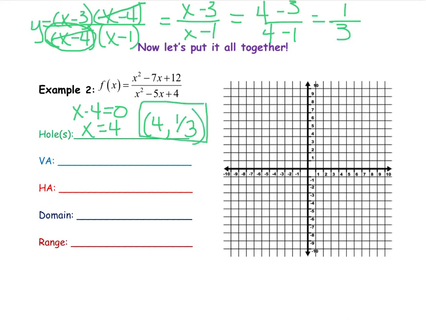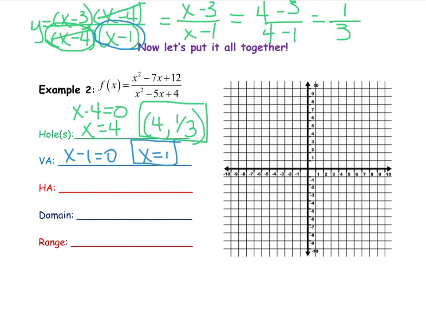Now we can find our vertical asymptote. Now we look at the part of the denominator that was not canceled out. We're going to set that equal to 0. So x minus 1 equals 0. Therefore, x equals positive 1. And that's our vertical asymptote.